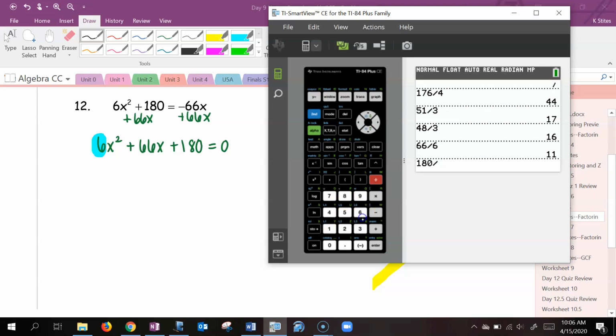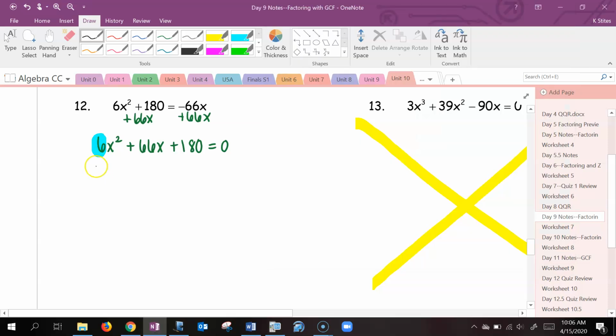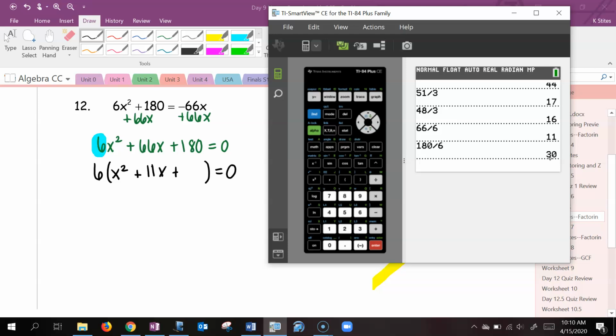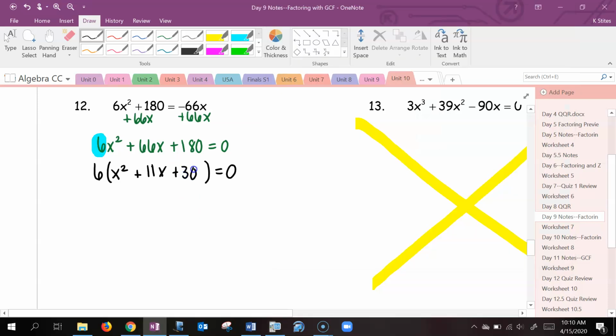So I'm just dividing by that number in front. Okay, so that means that 6 is our GCF. And now we'll do our reverse distributive property step. 6 times x squared gives me 6x squared. And 6 times 11x gives me 66x, and 6 times, I believe it was 30, gives me 180.